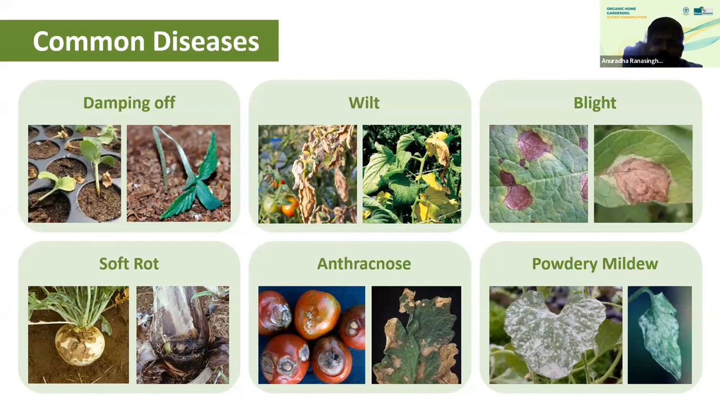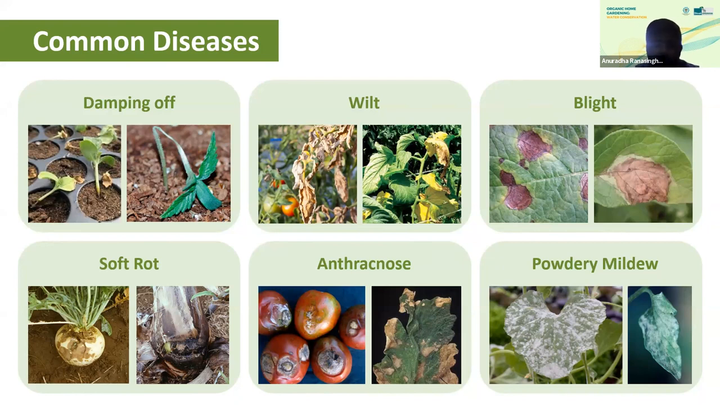You can see patches because of blight, but when you compare it with wilt, wilt is a withering of plant parts. Then again, you can find soft rot. It's basically common in radishes and sometimes tomatoes, again cucumber or watermelon. Then anthracnose, you will see some spots on the fruits.